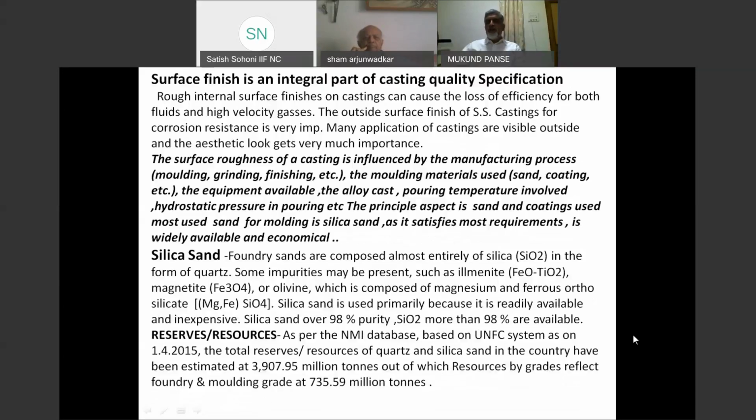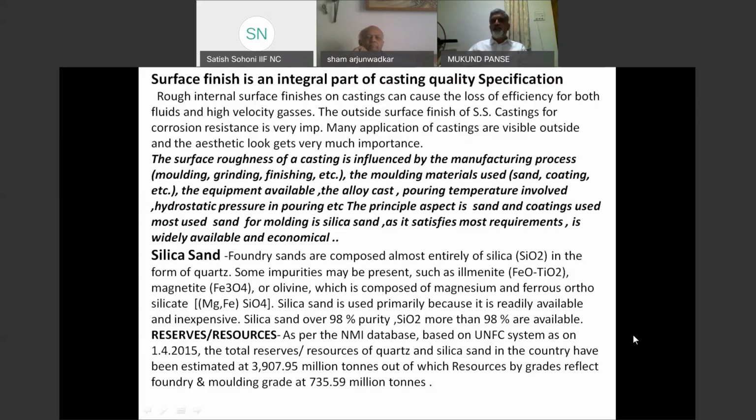Nowadays, surface finish has become an integral part of the quality specifications. The customer will specify that so much RMS value of the texture is required. It also affects the performance. For example, in pumps and valves, if the inside portion is rough, the velocity of the fluids and the product will get affected. Also, the casting forms a small part of the total equipment, and the total equipment has a different look. You cannot have a bad part in the total equipment which will get highlighted.